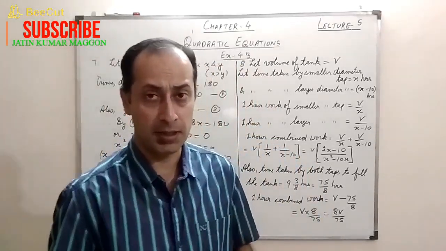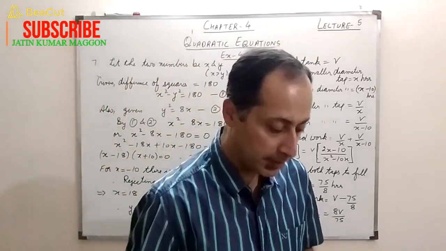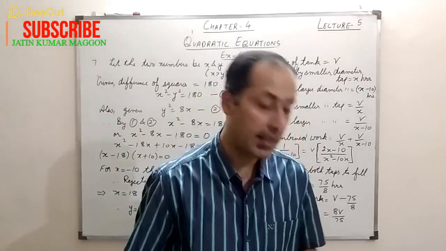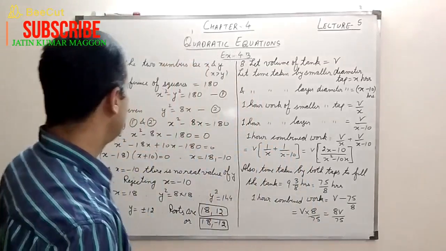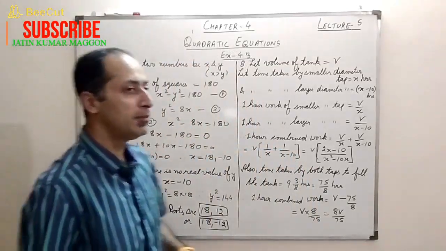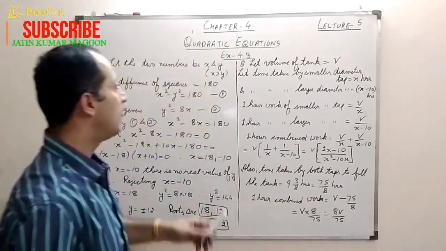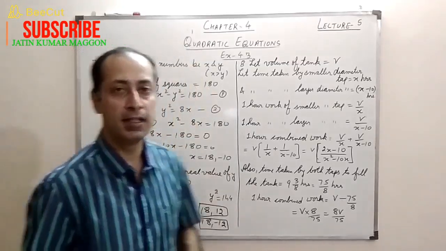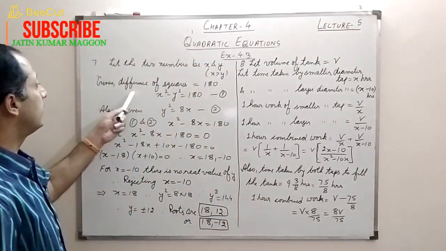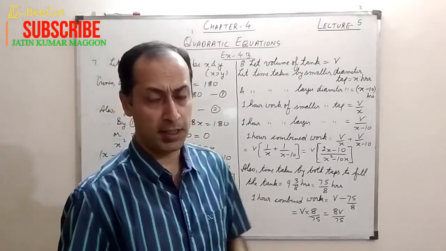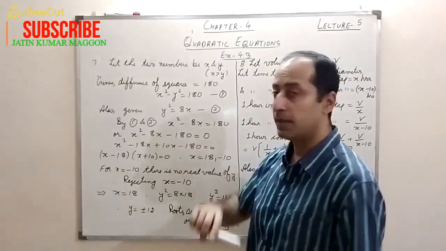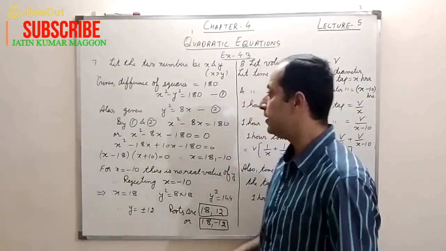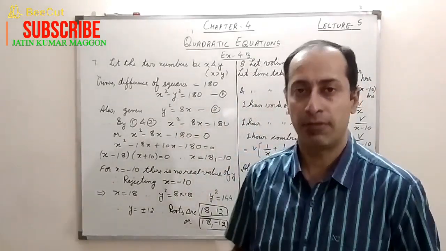If you have read the question, it is given that there are two numbers and the difference of the squares of the two numbers is 180. So I have supposed that the two numbers are x and y, and I write the condition that one number is greater than the other. So I suppose that x is greater than y. Now, the difference of the squares is equal to 180. It means I have to square the two numbers and find the difference, and that difference is equal to 180. This will be my first equation.